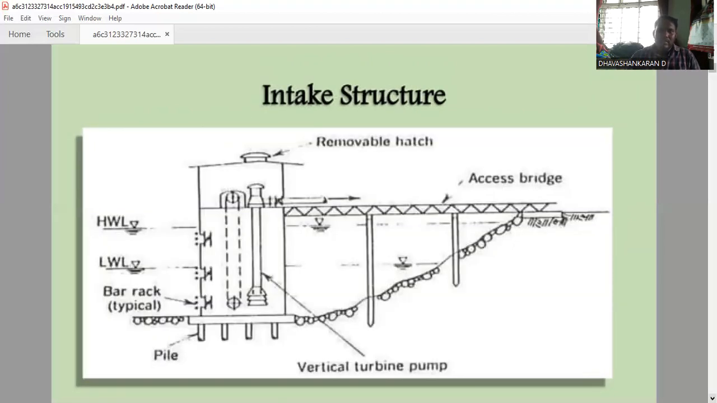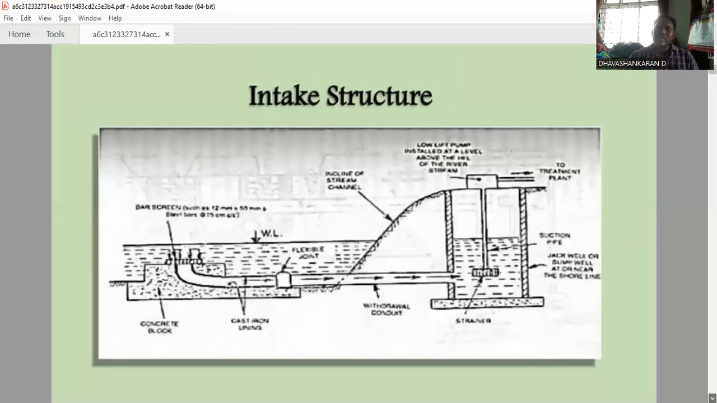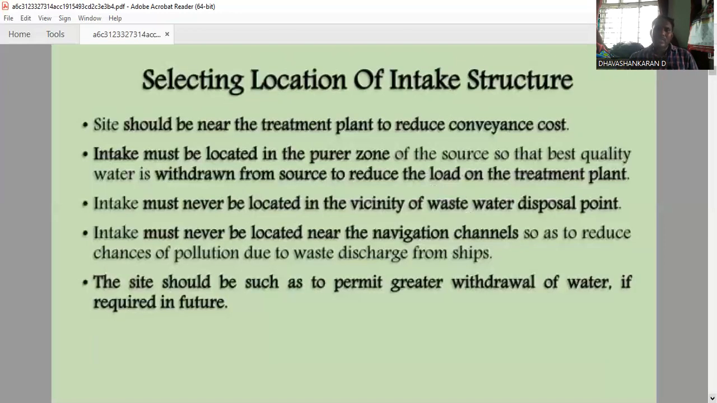So how it is built and how it allows the water to go for treatment purposes. Here is one more diagram. This is the selection of the location of the intake structure. How can we select the location for this intake structure? The site should be near the treatment plant to reduce the conveyance cost.